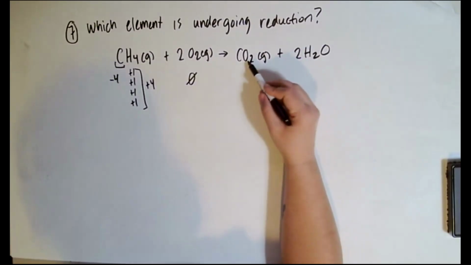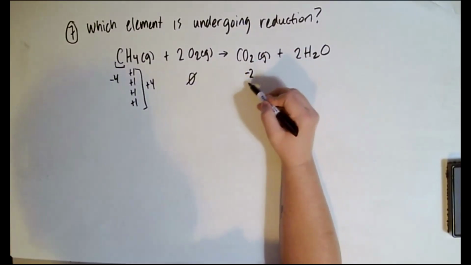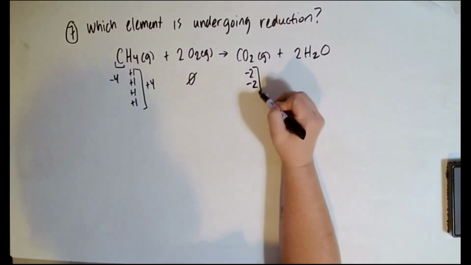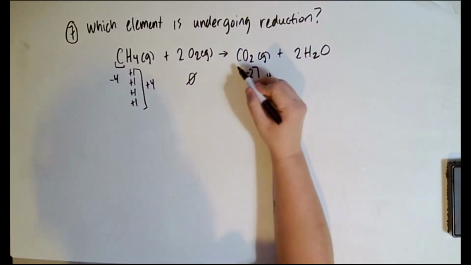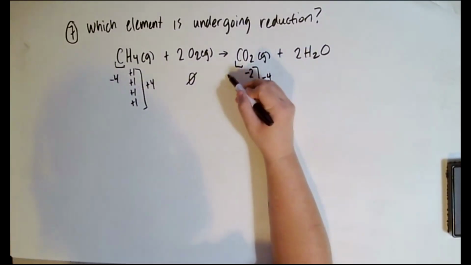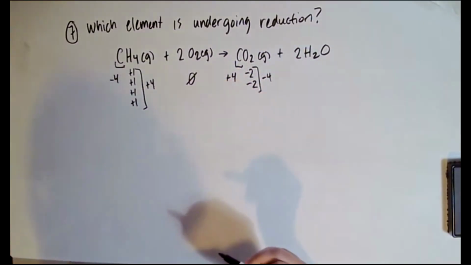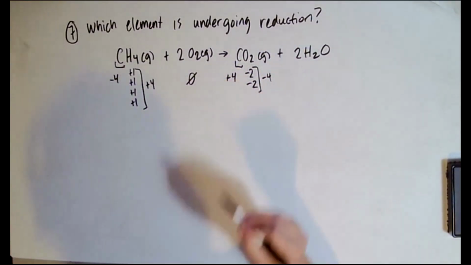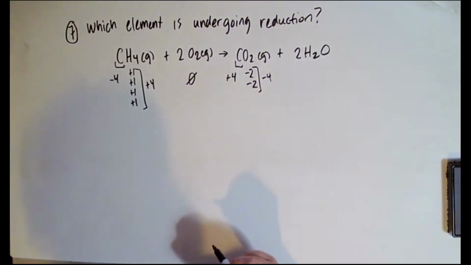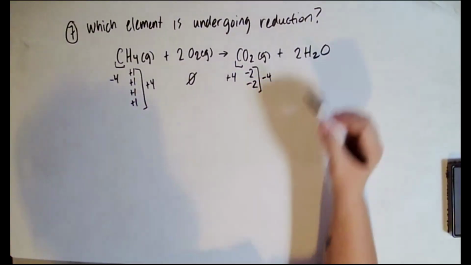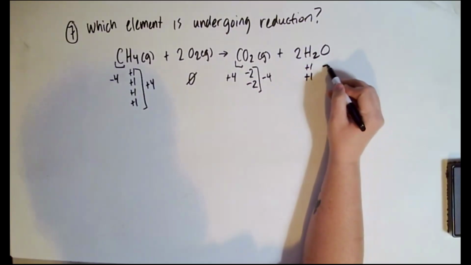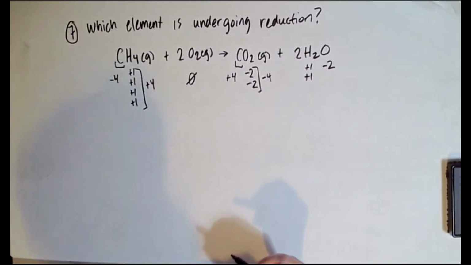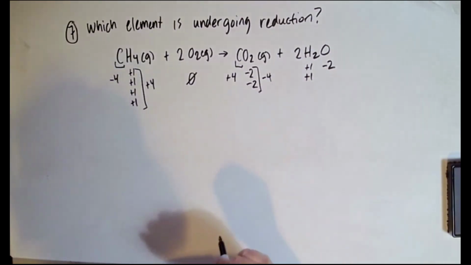Over on my product side, I'm going to have 2 oxygens. Each oxygen will be a -2 for a total of -4, which means my carbon is going to be a +4, to again cancel the charges out. And then for my H2O, I'm going to have 2 hydrogens and 1 oxygen. Okay, and now I'm going to look at the difference, the change in any numbers that happen.